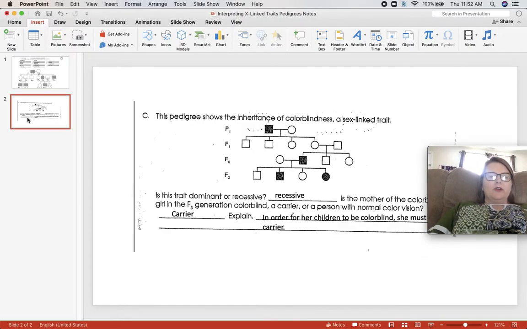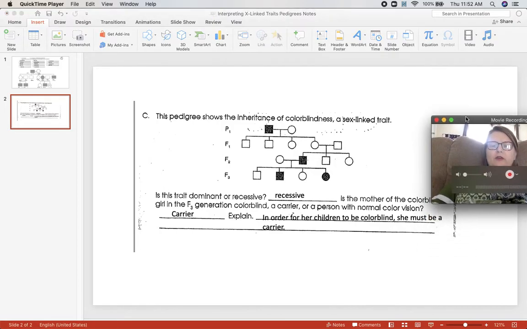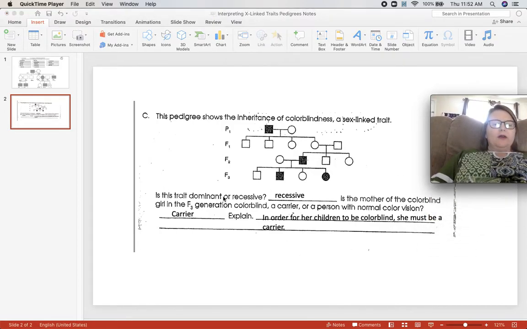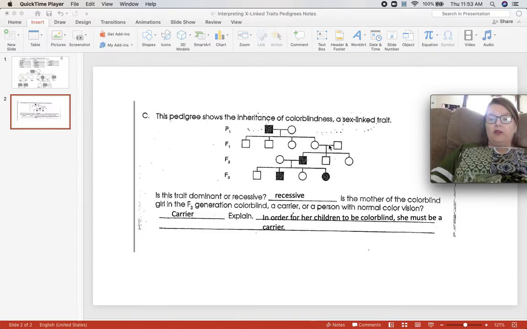Okay, the next page of your notes here, I've filled that in for you as well. Let me move this. Sorry about all the clicking. This is also a colorblind pedigree and wants to know, is this dominant or recessive? The reason I figured out this was recessive is because this individual right here, he is colorblind, but neither one of his parents are. If it were a dominant trait, one of his parents would have to have it. He can't get a dominant trait without his parents having it. So that's how I know this is recessive.